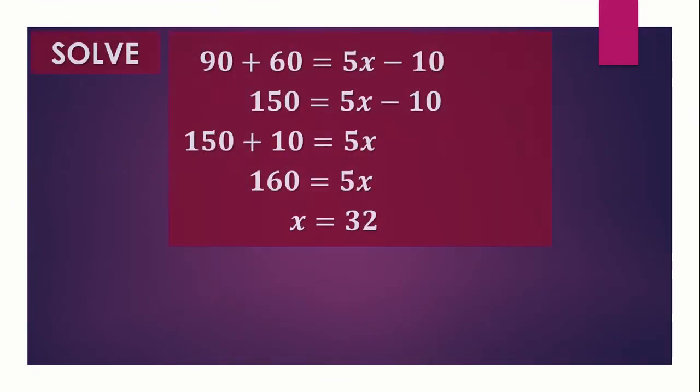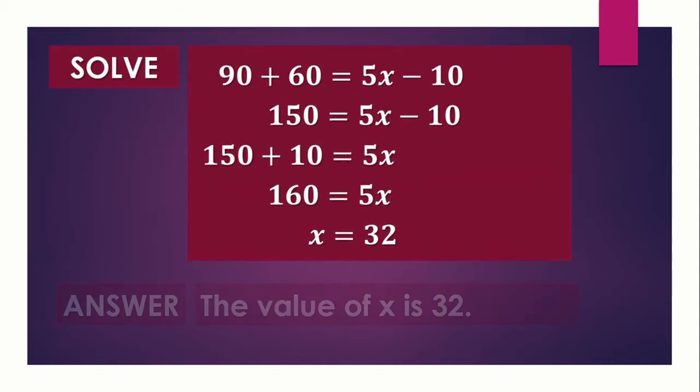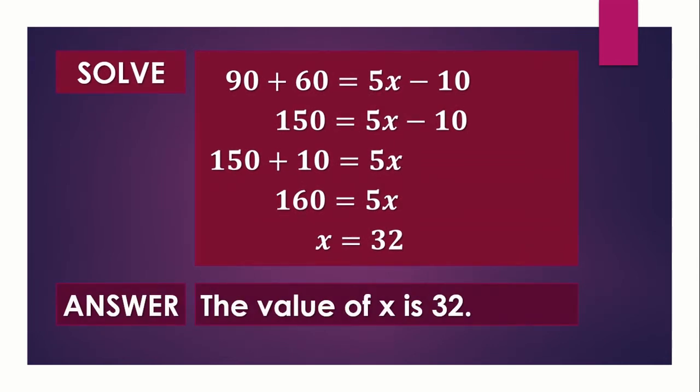Now, let us solve. Equate the sum of the measures of the remote interior angles with the measure of the exterior angle. 90 plus 60 equals 150. Using the addition property of equality, 150 plus 10 is equal to 5x. 150 plus 10 is equal to 160. And therefore, x is equal to 32. Thus, the value of x is 32.